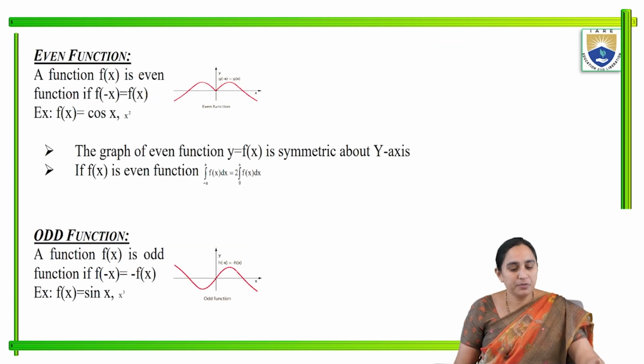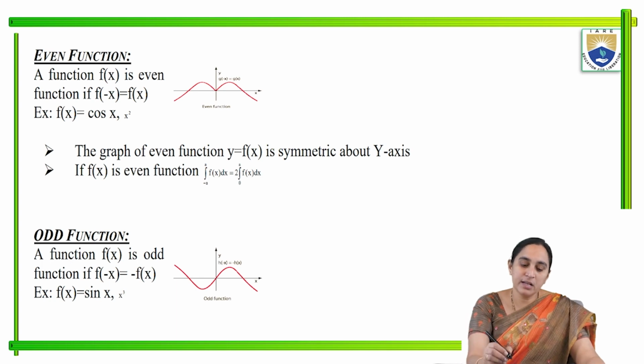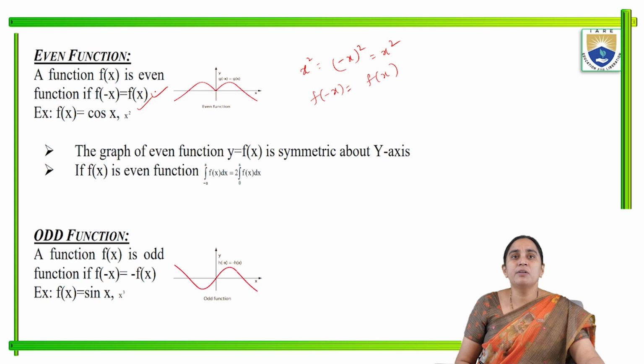Then, after that, what about even function and odd function? A function f of x is an even function if f of minus x is equal to f of x. Example, f of x is equal to cos x, x square. If you take any function, for example, x square, according to the definition, minus x whole square is equal to x square. If f of minus x is equal to f of x, therefore f of x is an even function.